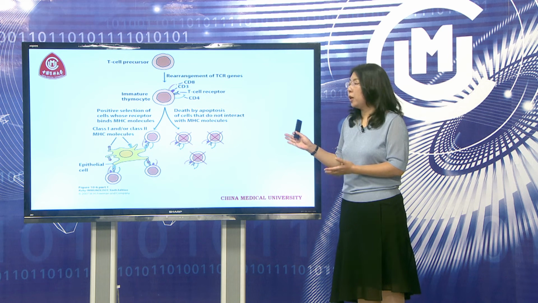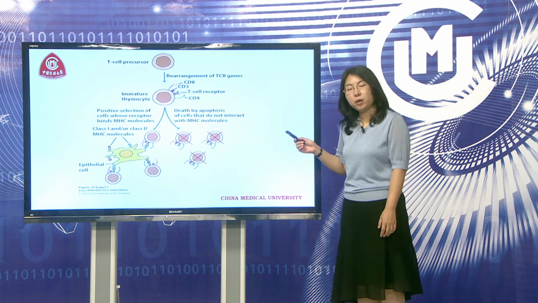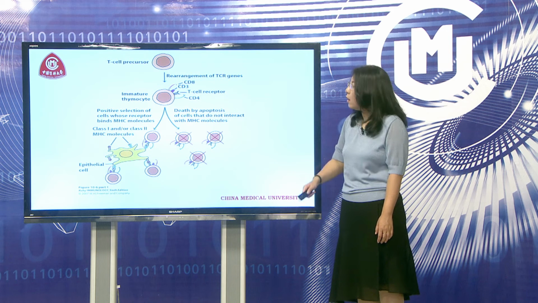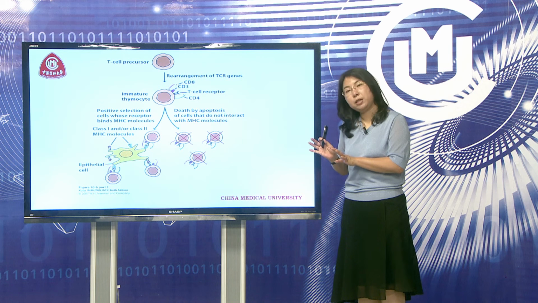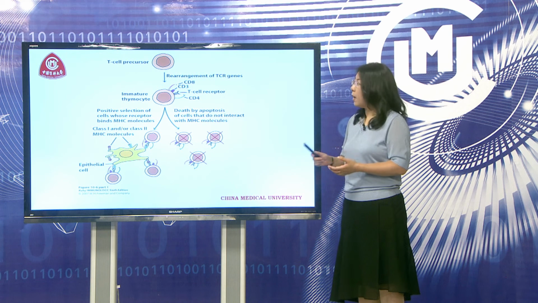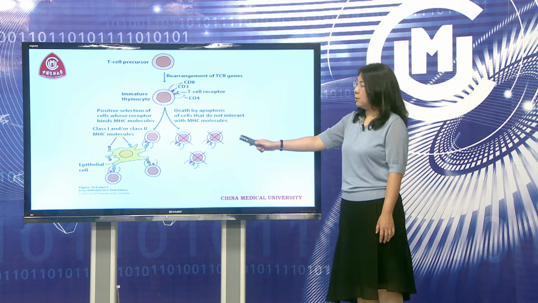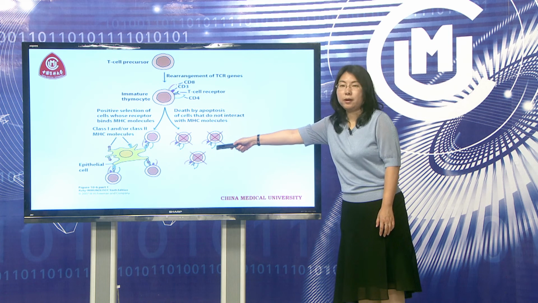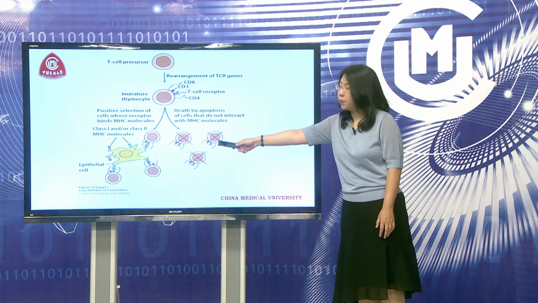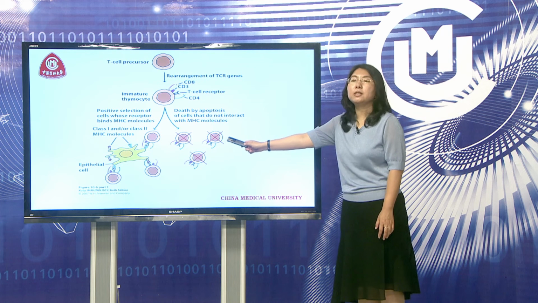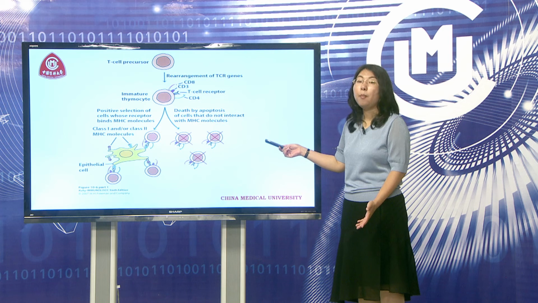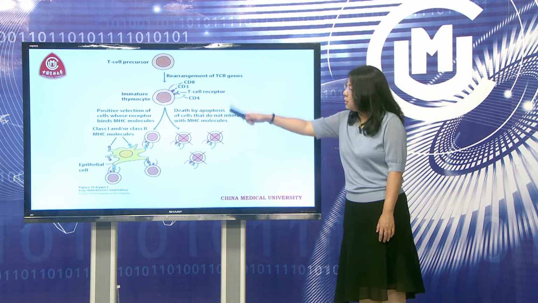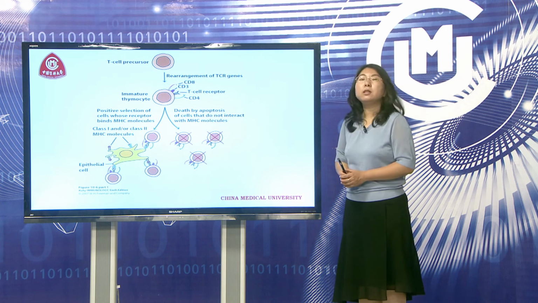So this CD4 molecule remained and the CD8 molecule disappeared. So this T cell can recognize the MHC molecule, and this T cell becomes a single positive T cell. And for other T cells, this TCR cannot recognize the MHC molecule. So this kind of T cell cannot survive in the thymus, and this T cell will die by apoptosis. So this process we call positive selection.